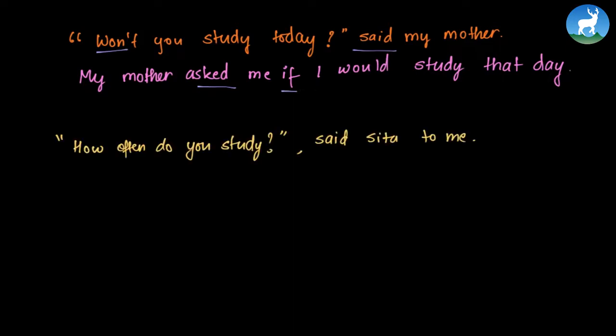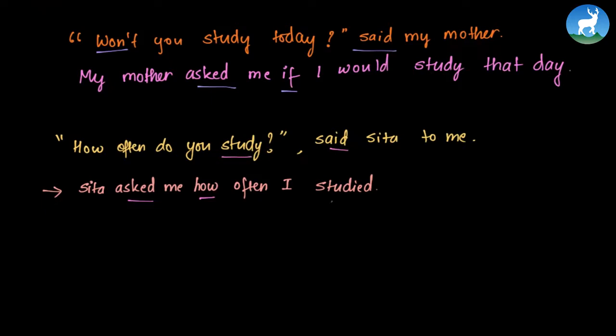Another example, "How often do you study?" said Sita to me. This is a direct interrogative sentence. We change it into indirect form by saying, Sita asked me how often I studied. Here, said is converted to asked, and since it does not start with an auxiliary verb, we put how, and since the reporting verb is in past tense, we change the verb in the sentence study to the past form studied.